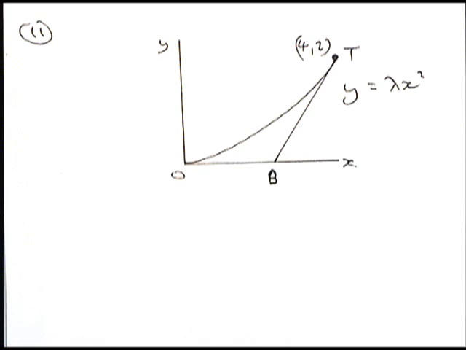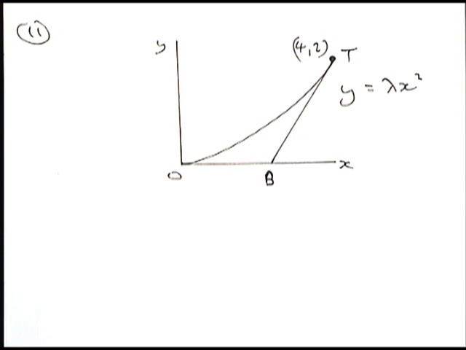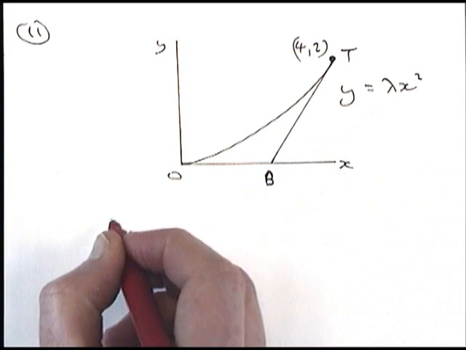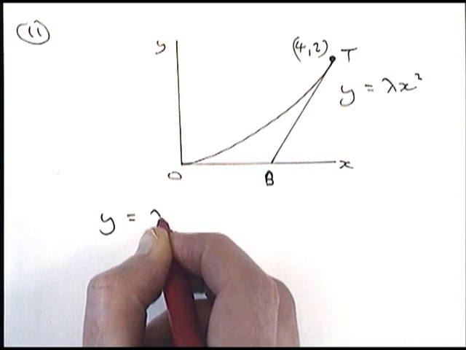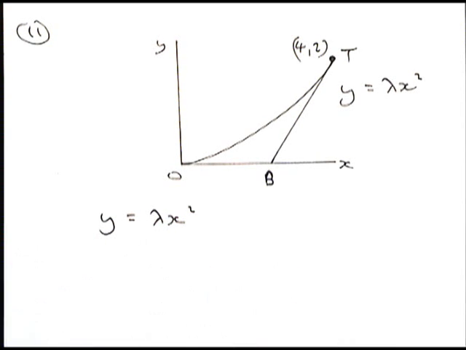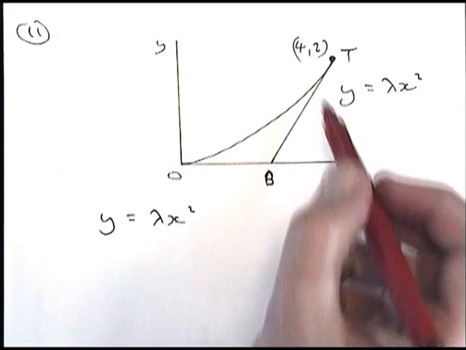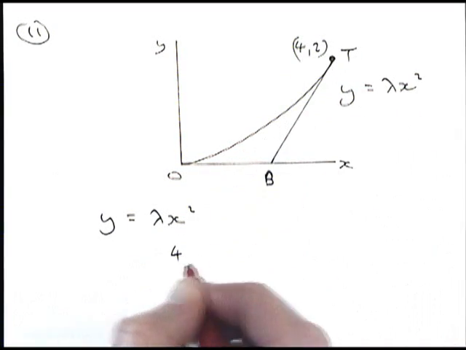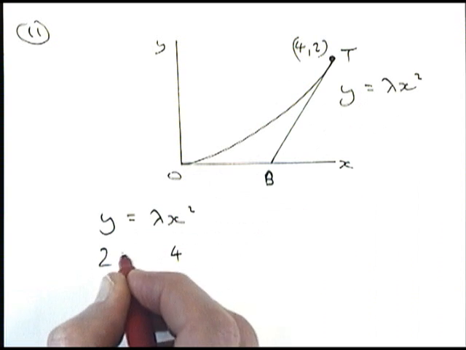AddMaths 2008 Question 11. We've got a graph that's given to us on the paper. The first thing we've got to do is find the value of lambda. So we have the equation y is lambda x squared. Don't let this lambda put you off, it's just a Greek letter standing for some number. But we do know T is the point (4, 2). 4 is an x value and 2 is a y value.